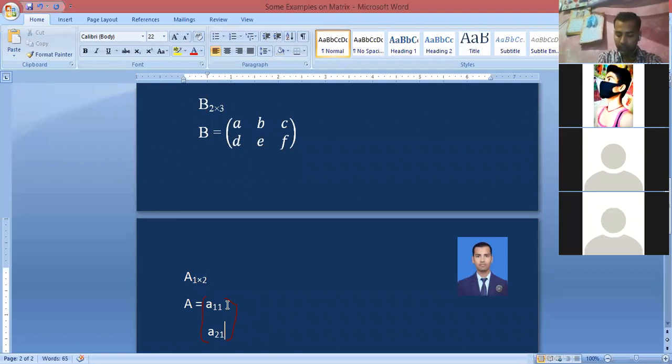Then after that there is question number 2. We state the type and order of the following matrices. So will you tell me the type of the matrix? What type of matrix is this? Will you tell me?